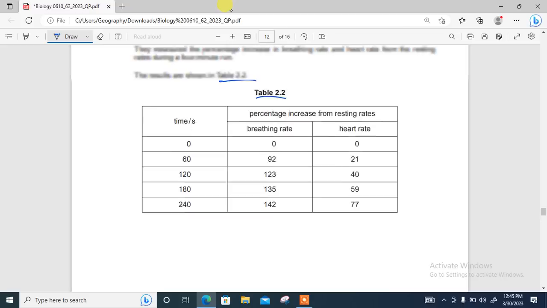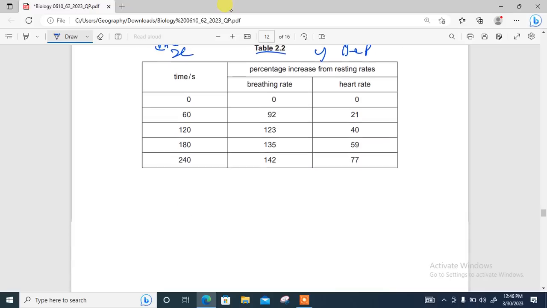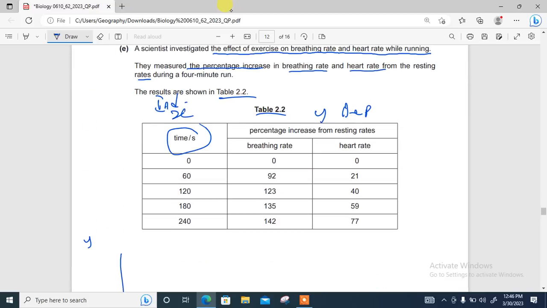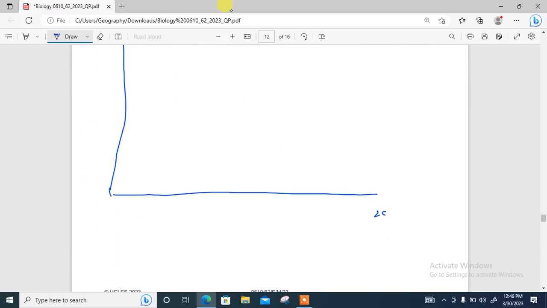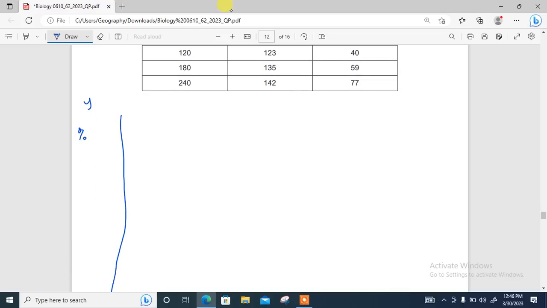So quickly, we're drawing a line graph, and I told you earlier that this is usually your x-axis and this is your y-axis. X always comes before y, and so this is the independent and this is the dependent variable. So what you should do first to get the first mark, everything that is here, you copy it down there to label your axis. Here is time, per seconds, and here, percentage increase from resting rate. Please do not abbreviate percentage increase from resting rate.